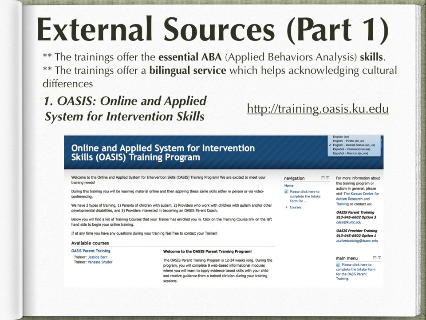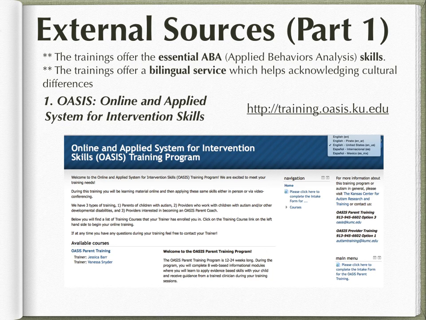The next two slides will provide you with some external sources to help you manage your autistic child at home. There are two types of trainings that are offered on two different websites, but both will provide you with the essential ABA, which stands for Applied Behavioral Analysis, skills, and the services are bilingual, which is awesome to acknowledge the cultural differences, offered both in English and in Spanish. Finally, the big overview of those two websites is that they are free and accessible for you in your home setting.